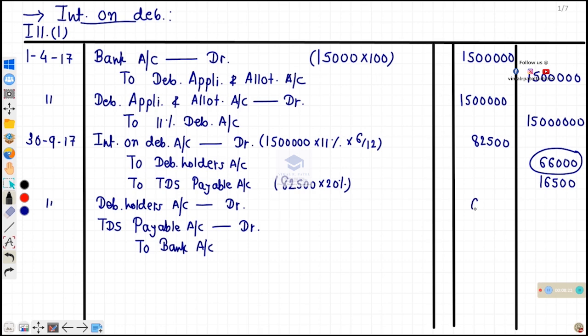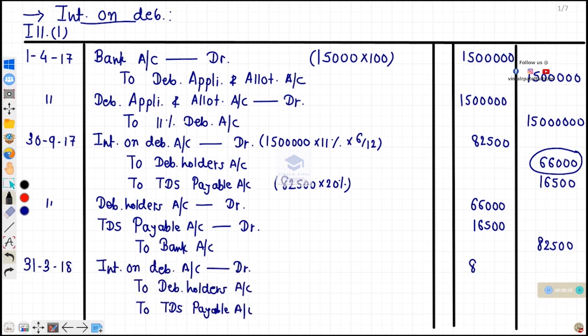So 66,000, 16,500, 82,500. Out of that, 20% tax. Now entry for payment.